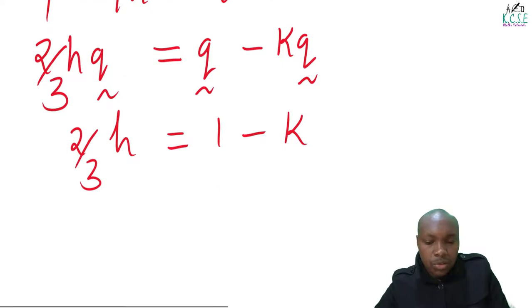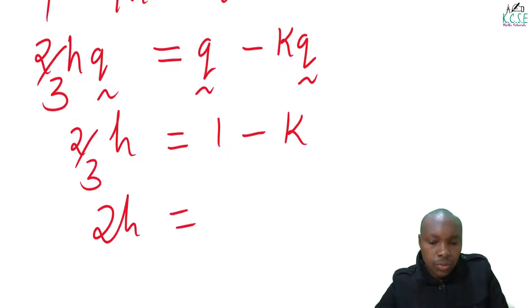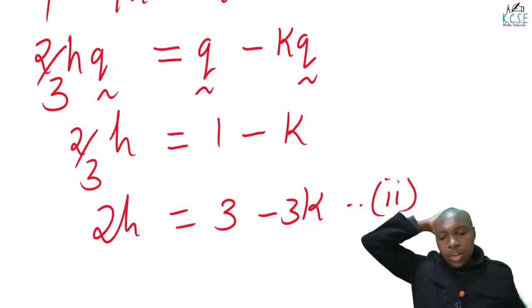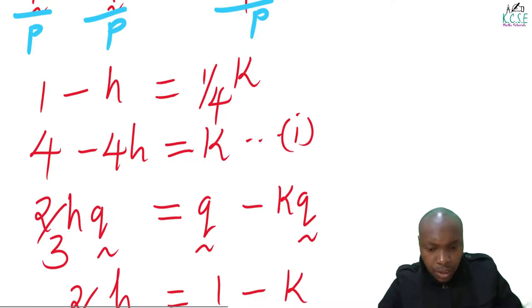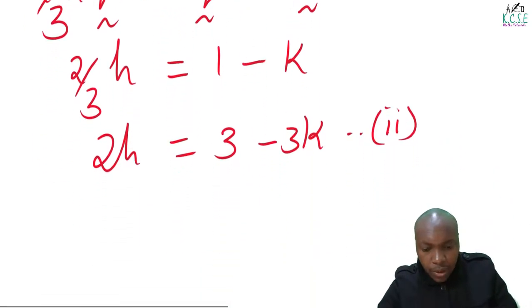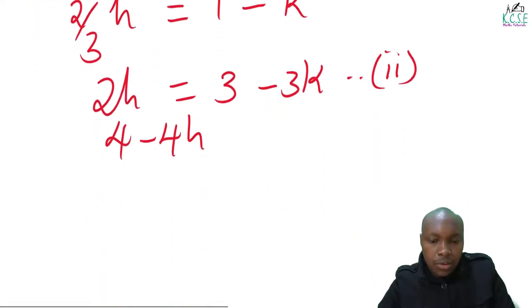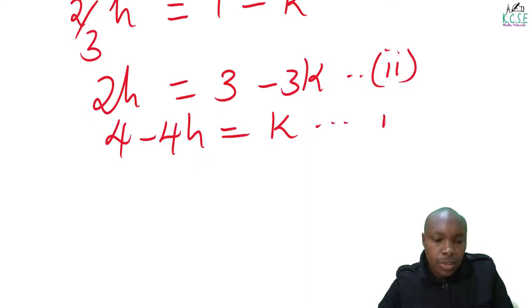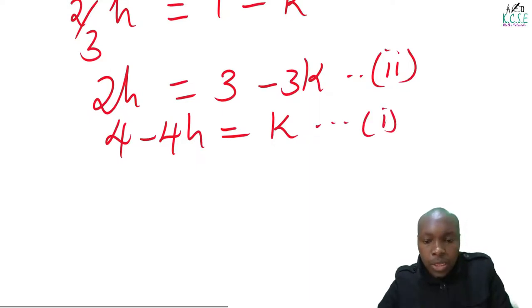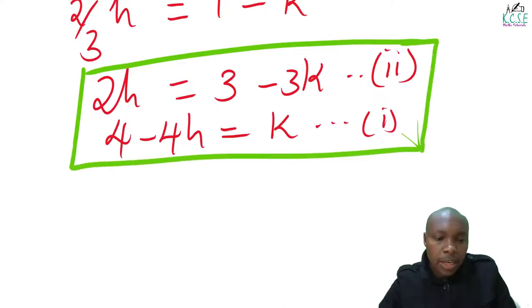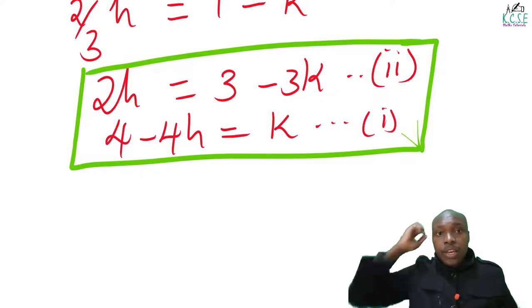Then to remove this denominator here, 3, multiply all the values by 3, you get 2H is equal to 3 minus 3K. This is the second equation. Now, pick the first equation. This is 4 minus 4H, 4 minus 4H is equal to K. This is equation 1.